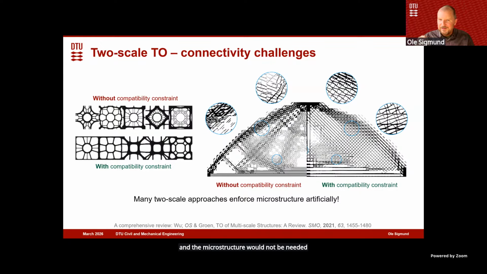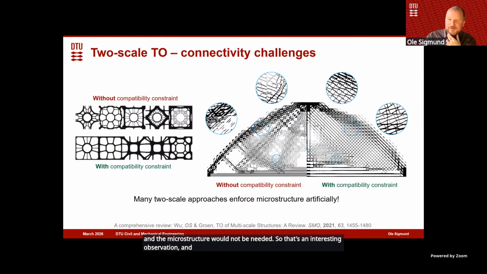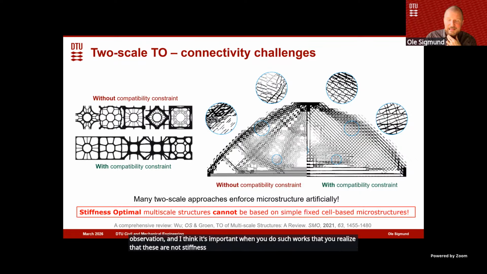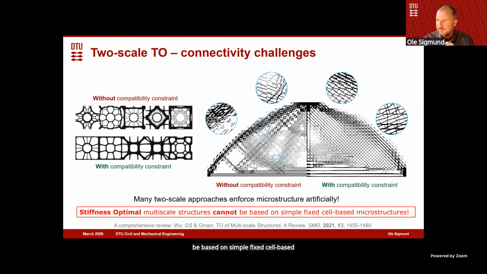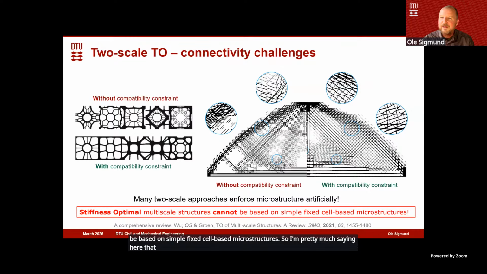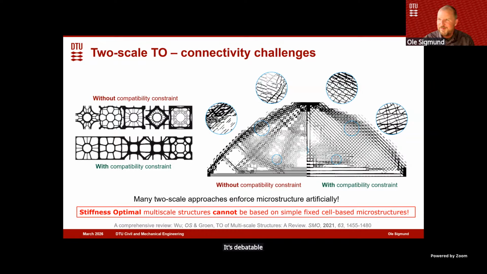So that's an interesting observation, and I think it's important when you do such works that you realize that these are not stiffness optimal. And I would go as far as claiming that stiffness optimal multiscale structures cannot be based on simple fixed cell based microstructures. So I'm pretty much saying here that this is not the right way to go. It's debatable, but I will come with more arguments later on.